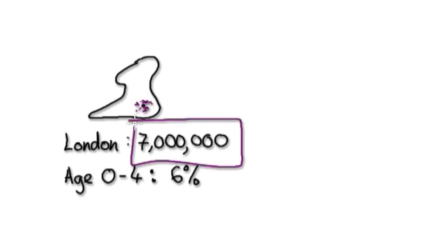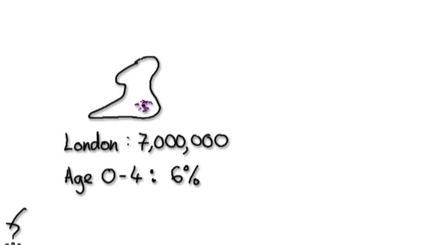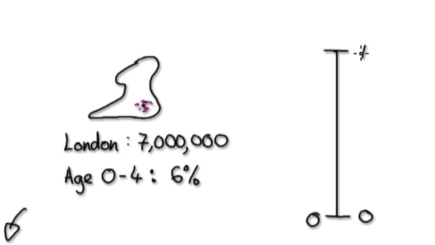The population of London, let's say it's 7 million, and you're told that 6% are between 0 and 4 years old. I want to know the number of people between 0 and 4 years old. The number of people. Okay, so press pause and have a go. Okay, so your diagram should look something like this. 0, 0, 1. 1 here represents a whole thing.